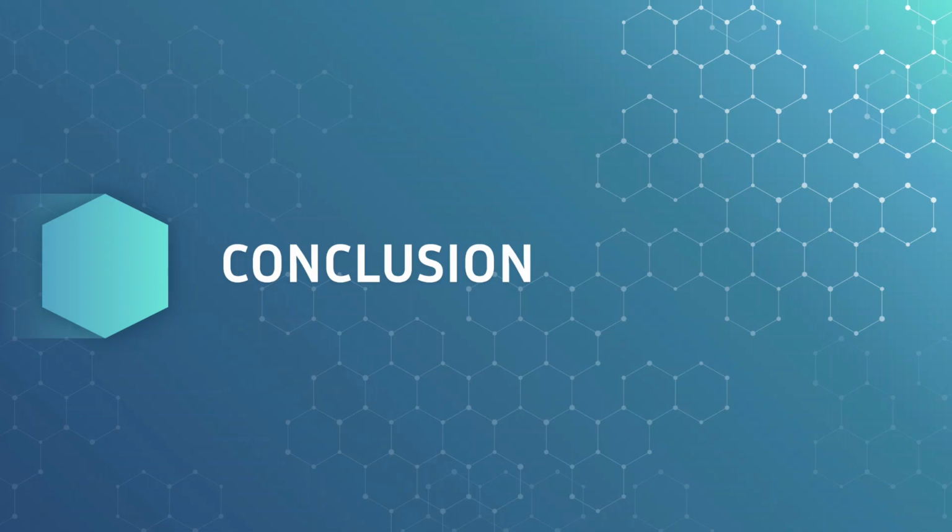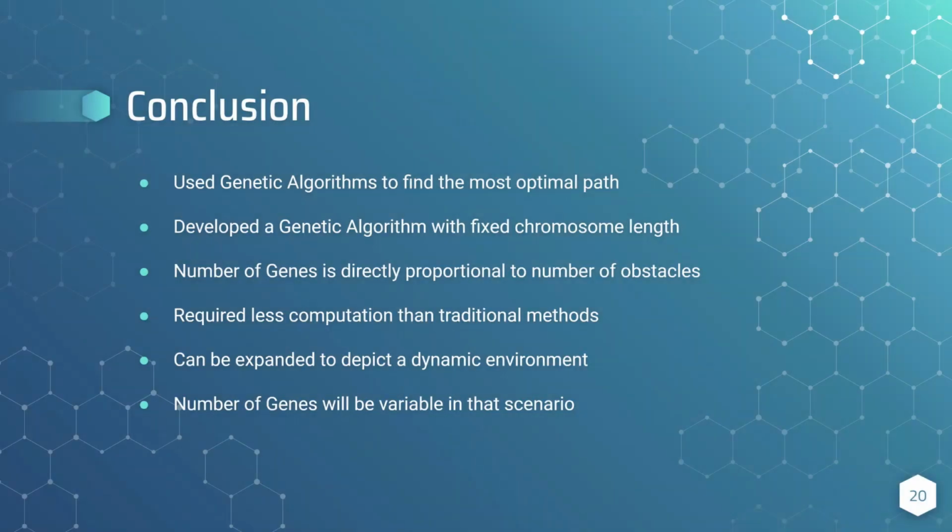Moving on to the conclusion. Concluding the solution of the path planning problem, in which we have a start and end point on a 2D plane along with obstacles, we have discussed a way in which we use genetic algorithm to reach the most optimal path possible. For this, we have developed a simple genetic algorithm which has fixed chromosome length.